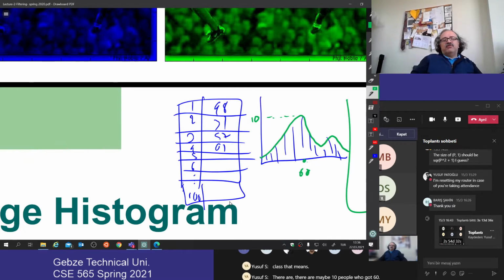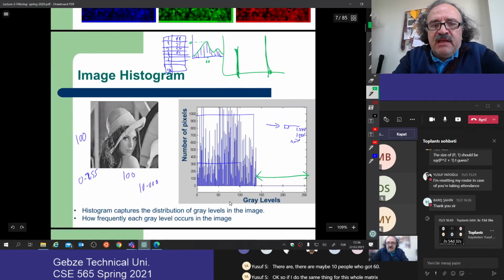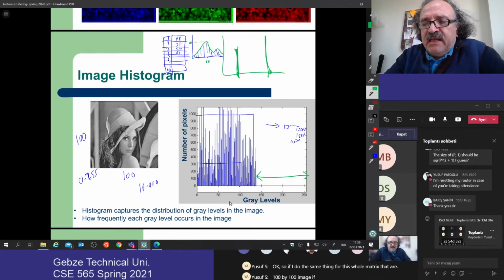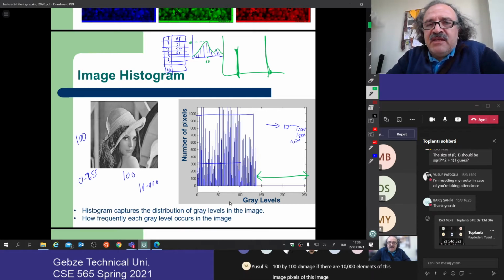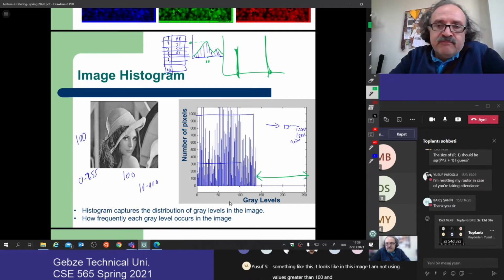If I do the same thing for this whole matrix, a 100 by 100 image, there are 10,000 pixels in this image, and each pixel has a score from 0 to 255. If I draw this diagram, I would get something like this. It looks like in this image I am not using values greater than 130. So, histogram, we are going to use this from time to time.